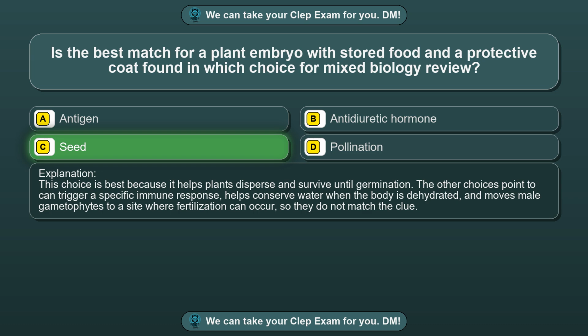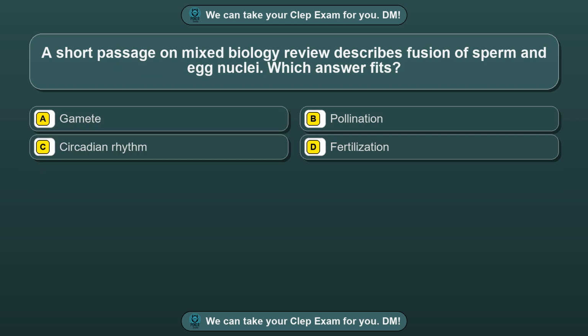The other choices point to can trigger a specific immune response, helps conserve water when the body is dehydrated, and moves male gametophytes to a site where fertilization can occur, so they do not match the clue. Question 67. A short passage on mixed biology review describes fusion of sperm and egg nuclei. Which answer fits? Option A, gamete. Option B, pollination. Option C, circadian rhythm. Option D, fertilization. The correct answer is option D, fertilization.